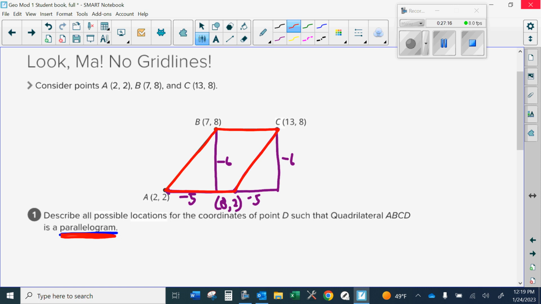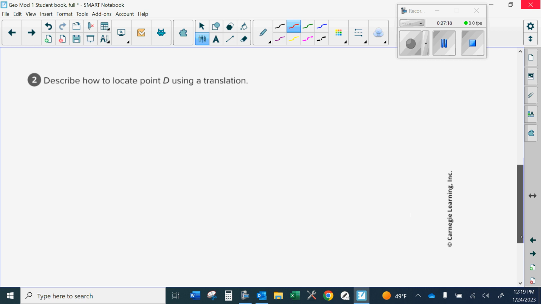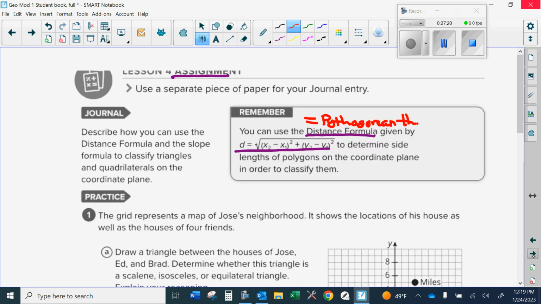Okay, same slope, parallelograms, parallel sides. Okay, so you're going to have a question like that on your test and possibly on the DCAS. All right, so that's the chapter, or the top lesson right there. Here again, we have the distance formula. Remember, that's the same thing as the Pythagorean theorem.